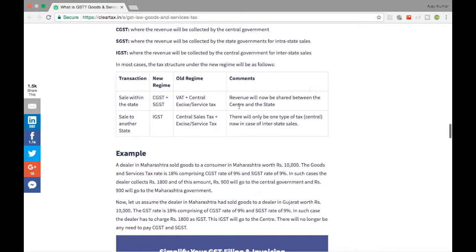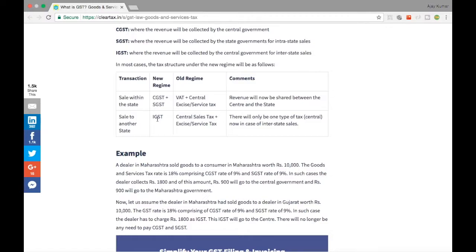So that is what is mentioned here. Previously these terms were called VAT and service tax. Now it is all GST, either central GST, state GST, or IGST, interstate GST. For example, this is the old regime. Previously we used to call it VAT and service tax. Now it is going to be called CGST and SGST. And the interstate tax was previously called central sales tax and service tax. Now that is going to be changed into IGST. Okay, that is a major change.